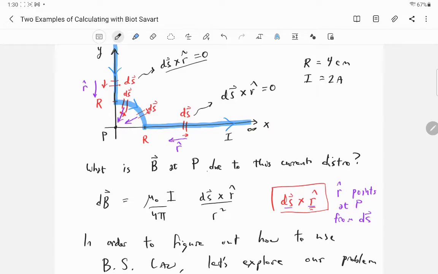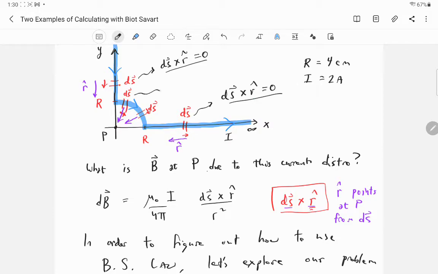They're actually anti-parallel over here. You can see the ds vector is towards the right, the r hat vector is towards the left. So again, ds cross r hat is 0 if you go out along the x-axis. As you come in along the y-axis, ds cross r hat is 0, and as you go out along the x-axis, ds cross r hat is again 0. So let's keep that in mind.